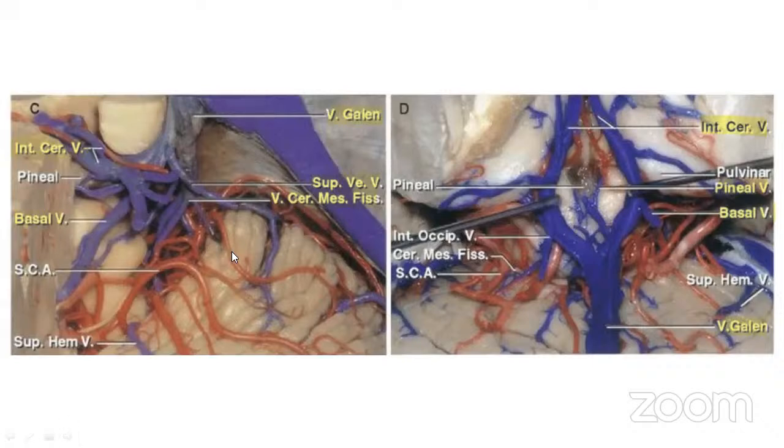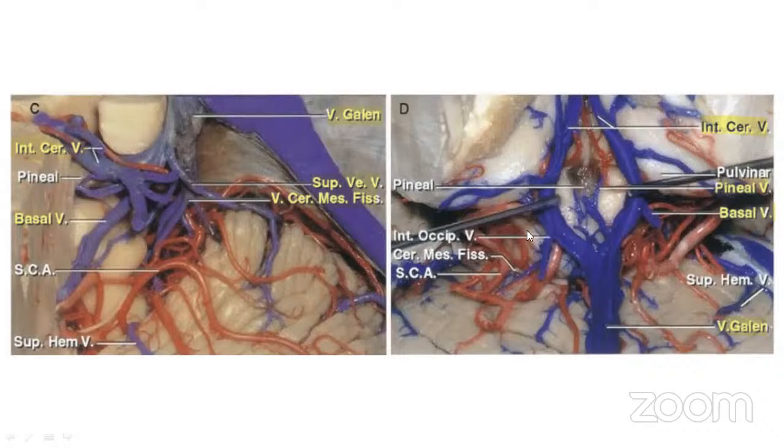This is the mid-sagittal view. Apologies, this is a tentorial surface. This is a dissection of the tentorial surfaces in which we can see that the internal cerebral vein and the vein from the anterior cerebral vein crossing above the pineal gland course into the vein of Galen, and basal vein, and along with the superior Vermian vein of the cerebellomesencephalic fissure, drain into the vein of Galen.